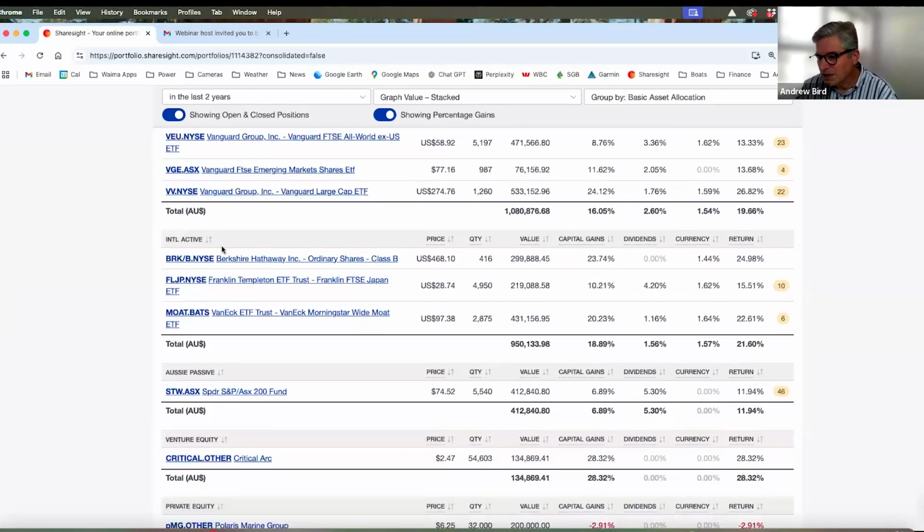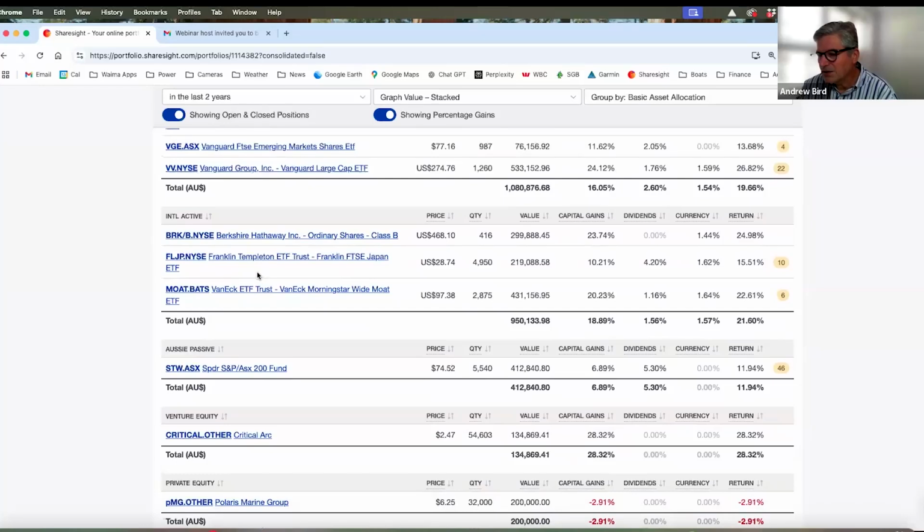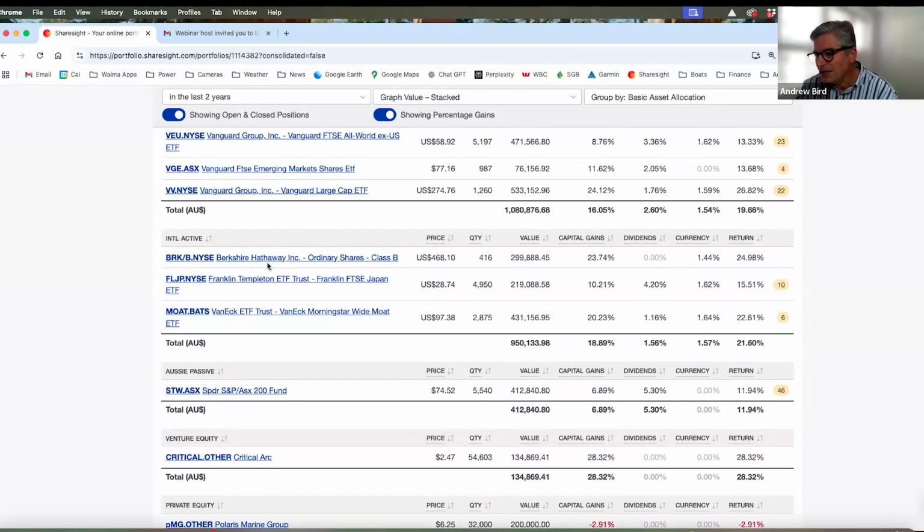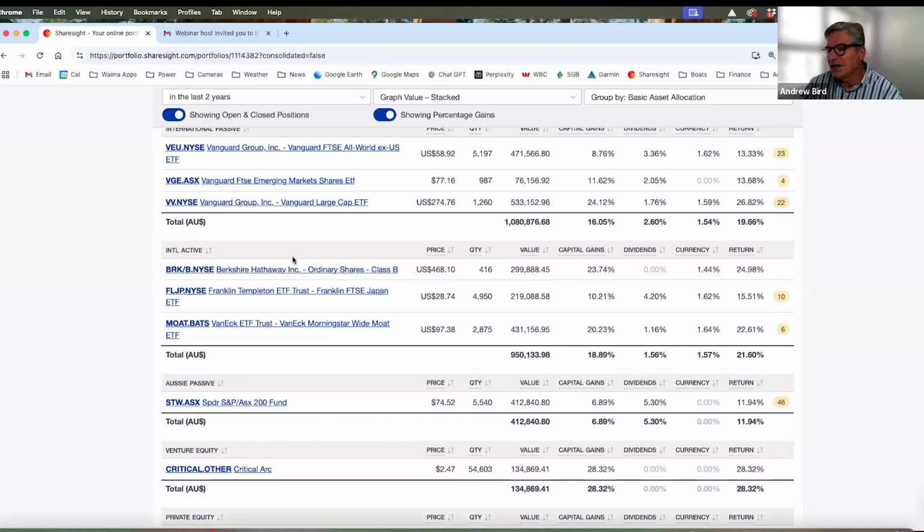But just looking at the international active category, I also have things like Berkshire Hathaway, which obviously is a US stock. I don't actually put it in my active stock category because it's so diversified. It has such a big range of holdings, both listed and unlisted. To me, I treat it as an active ETF. So it's a stock you can buy, but it's an underlying, very diversified set of assets beneath that. And so I'm very happy to hold that in my active category.